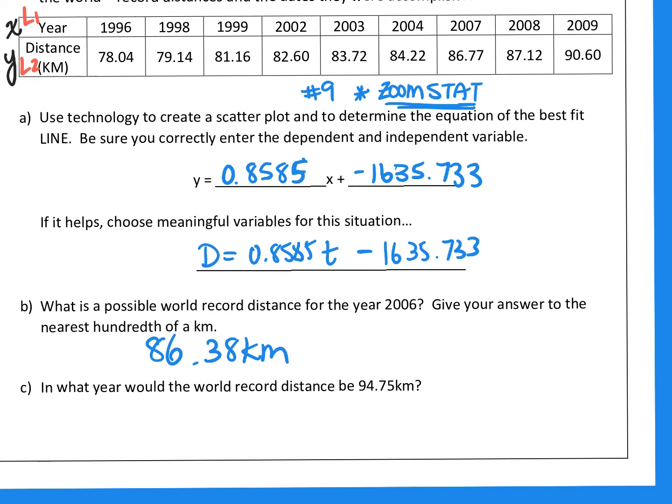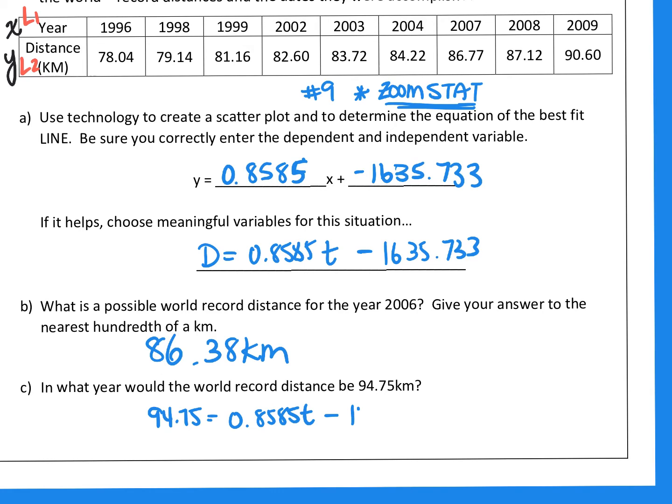Okay, and what year would the world distance be 94.75? So that one we're going to have to just kind of trace our way through. So follow up the line because we can't put in a y value. We can only put in an x value. So we want to go until I get up to 94.75 to extrapolate. Or what you can do is use your equation, where my distance would be 94.75. This is probably even quicker than tracing.